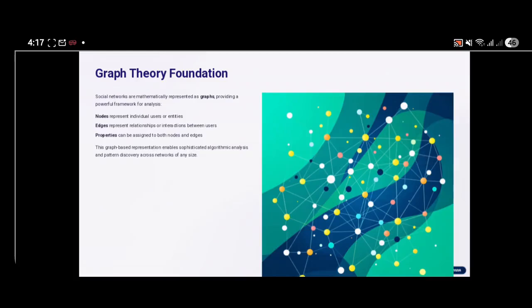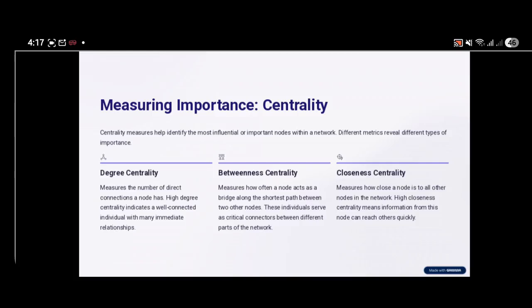To make sense of all this structural data, we rely on a powerful and elegant mathematical framework, graph theory. As you see in the visual, a social network can be represented as a graph. In this graph model, individual users or entities are the nodes and the relationships or interactions between them are the edges. We can even assign properties to them like a user's age on a node or a timestamp on an edge. This graph representation is what allows us to apply sophisticated algorithms to find patterns.